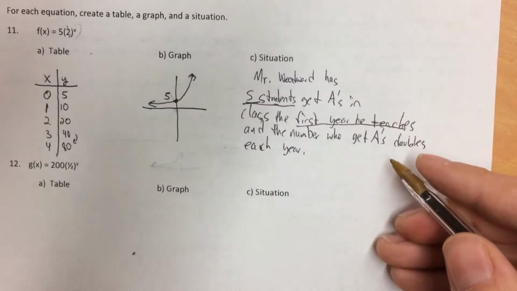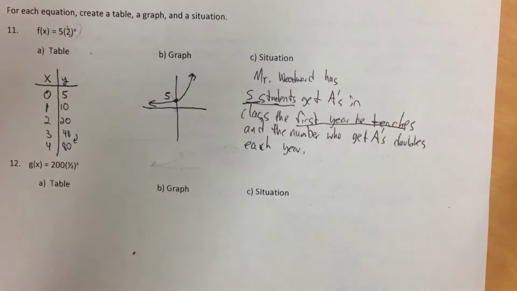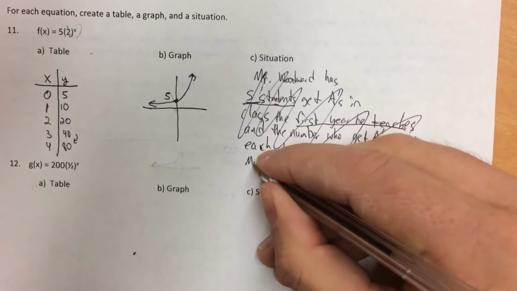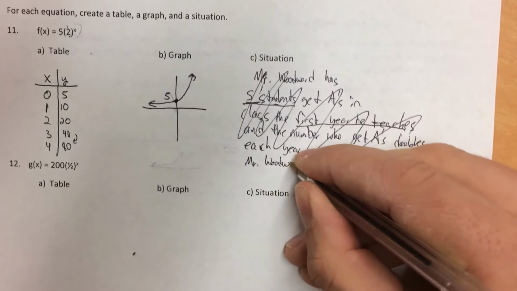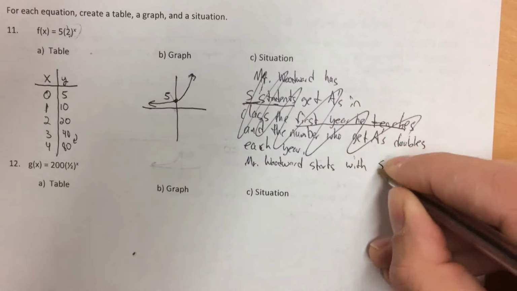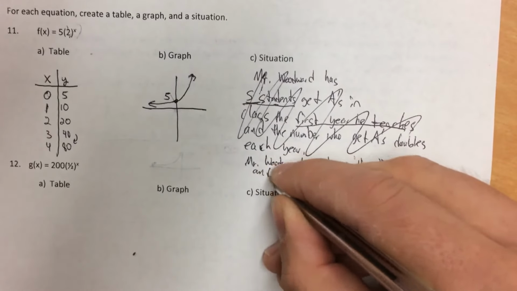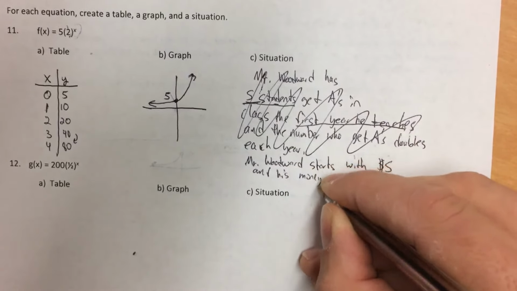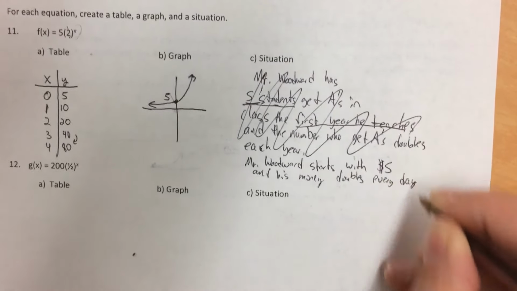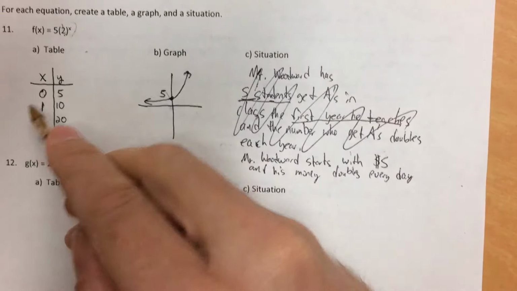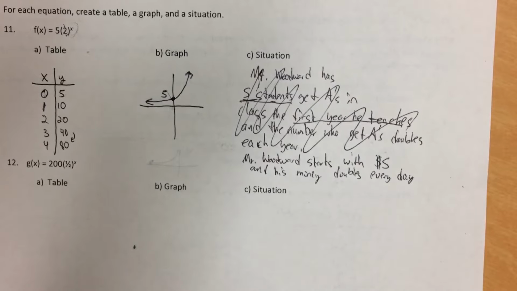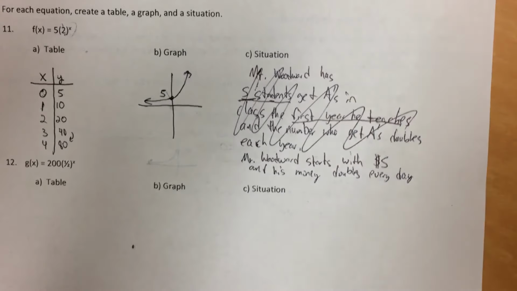So I wonder if we can change it. Mr. Woodward has 5 students. I don't know. I'm going to get rid of this completely. Mr. Woodward starts with $5, and his money doubles every day. This example does work because when the time is 0, the money will be 5. So that actually matches instead of this first one, which was close but doesn't quite match. Hopefully that helps on your homework.